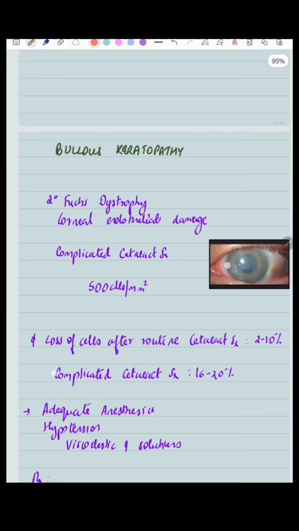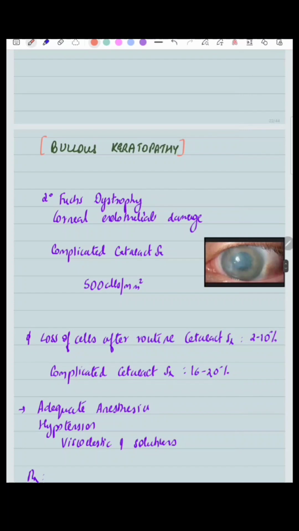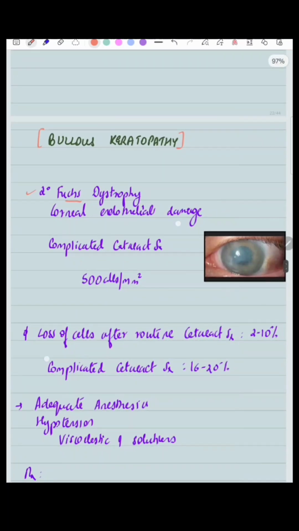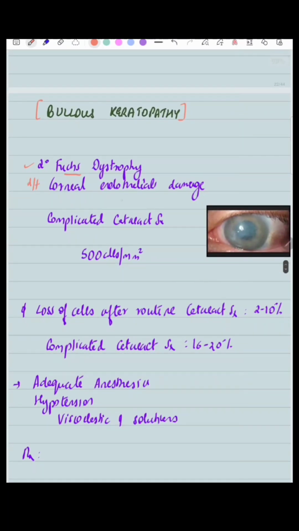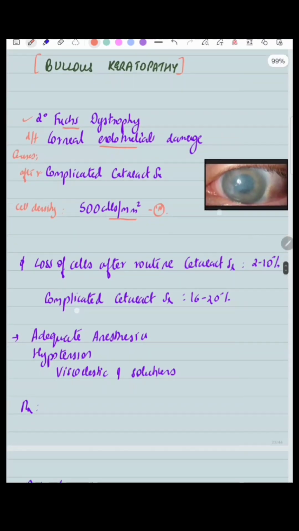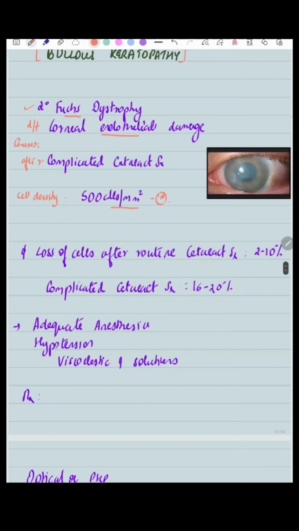Next, coming to bullous keratopathy. Sometimes it is incorrectly called secondary Fuchs dystrophy. It is due to corneal endothelial damage. The most common cause is complicated cataract surgery. An endothelial cell density of 500 cells per millimeter square is required at minimum to maintain transparency of the normal cornea.